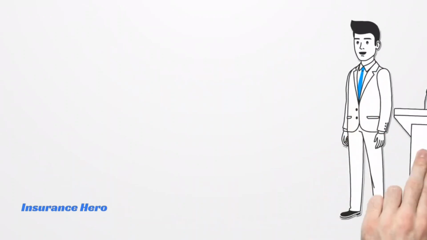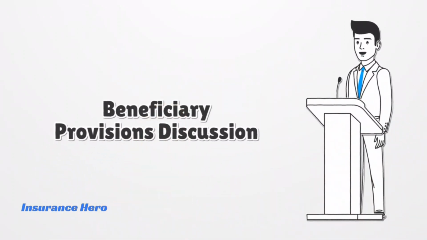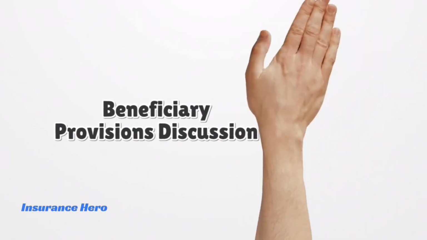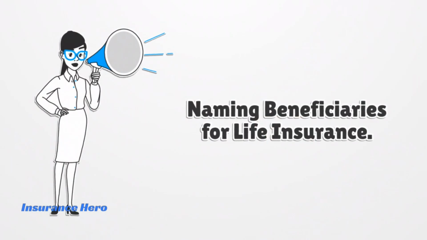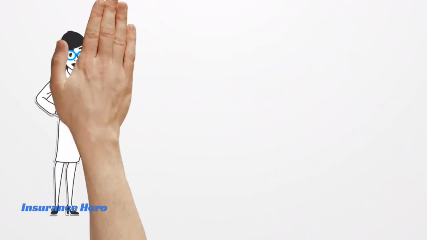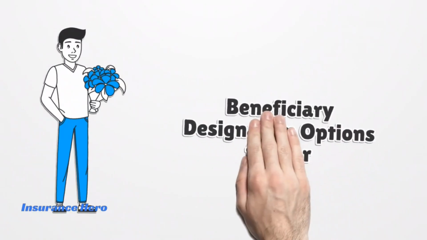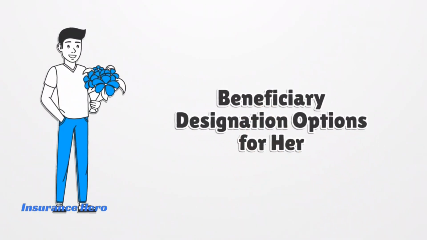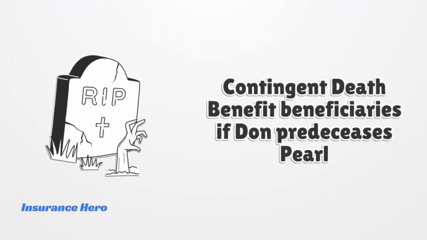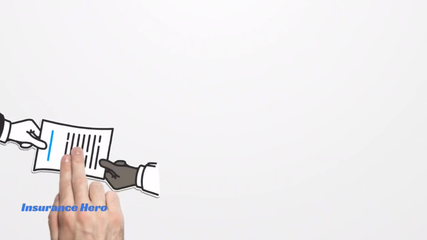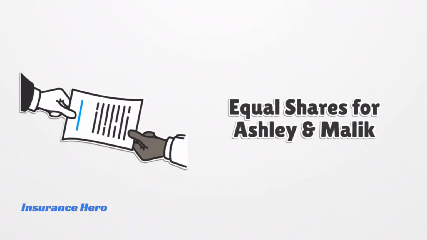Let's discuss beneficiary provisions. As the policy owner, Pearl is responsible for naming the beneficiaries of her life insurance policy. She can name Dawn as her primary beneficiary and Ashley and Malik as her secondary or contingent beneficiaries. If Dawn dies before Pearl, the death benefit would go to Malik and Ashley. Unless Pearl specifies otherwise, Ashley and Malik would receive equal shares of the death benefit.